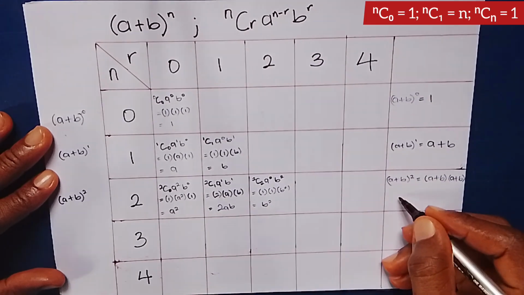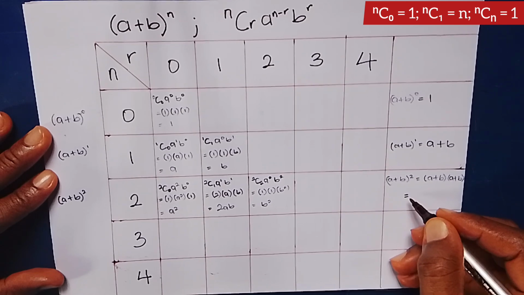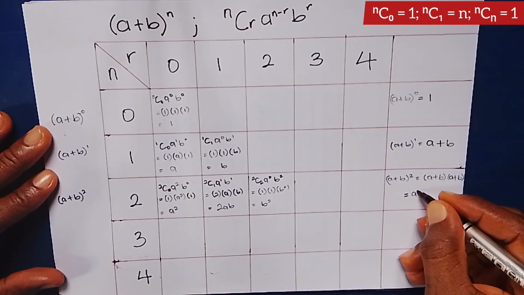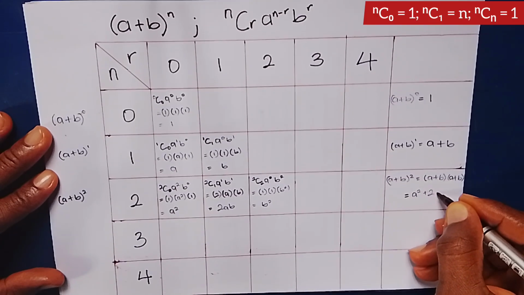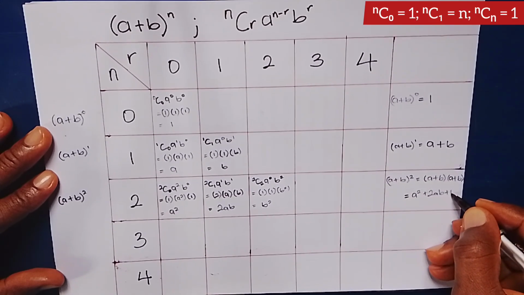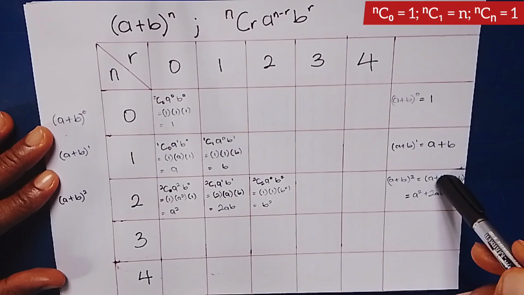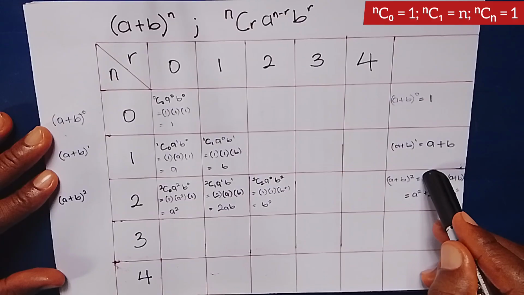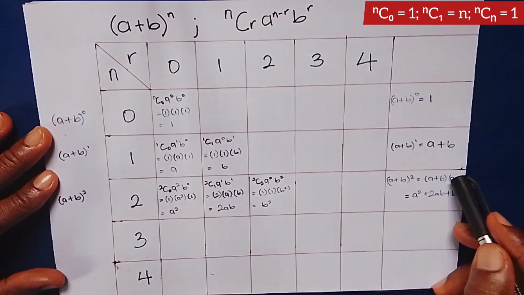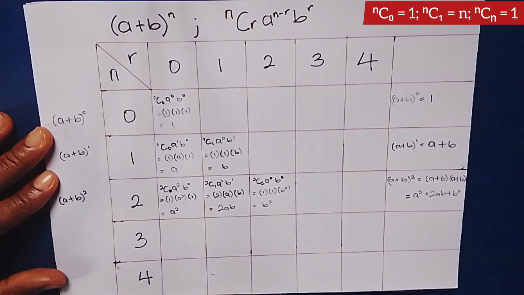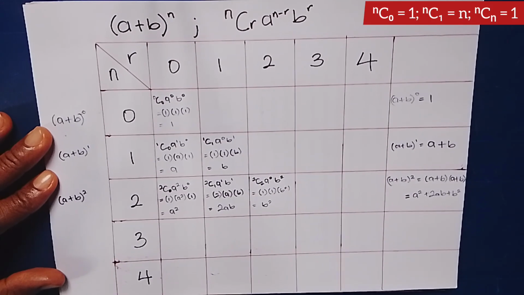So (a plus b) raised to power 2 is equal to the sum of each term, which is a squared plus 2ab plus b squared. So you see, it's the same answer as if we had distributed this into this to multiply. It's the same thing. So binomial theorem is just the shortcut of expanding.